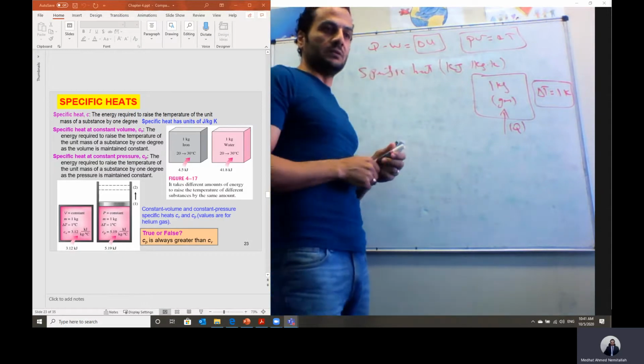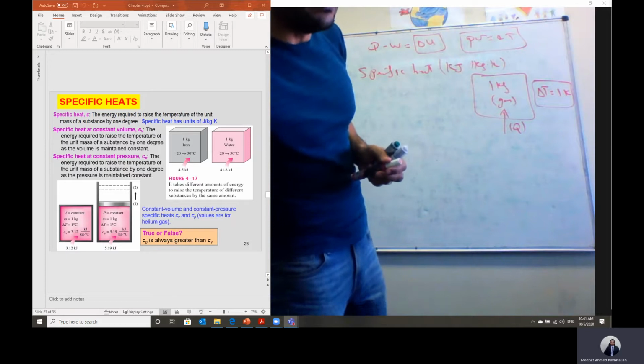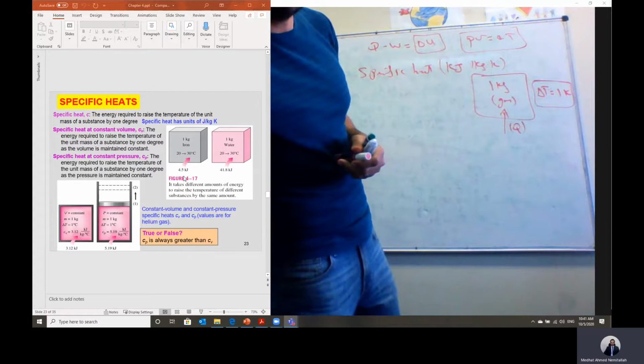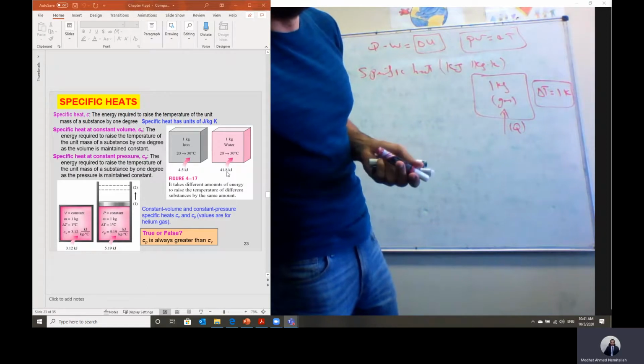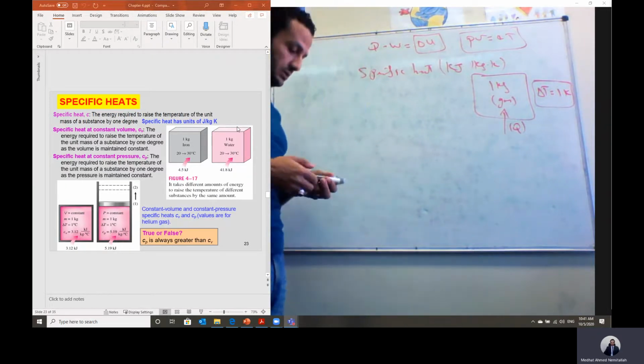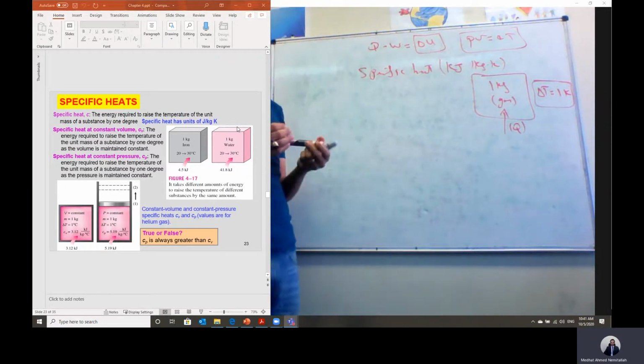Like here, if you look at the slide, for iron, to raise the temperature from 20 to 30 degrees C, we need to add heat of about 4.5 kilojoule. But to raise the same temperature, delta T, for 1 kilogram of water, in this case we have to add more heat, 41.8 kilojoule. That means water has a higher heat capacity and it can absorb more heat for a small temperature rise. So water has a higher specific heat capacity, or energy capacity. It can store more energy in this case.